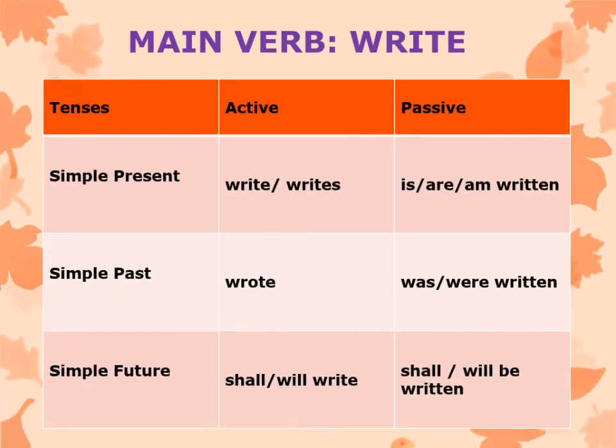Let's take an example. Suppose the verb is write. So in active voice, it will be write or writes. When you change it into passive, you have to add a helping verb plus the past participle of the verb. So is, are, am written. In the simple past, the verb would be wrote. But when you change it into passive voice, it would become was, were, and the past participle of write is written. Similarly, simple future, active voice, shall or will write will change into shall or will be written.